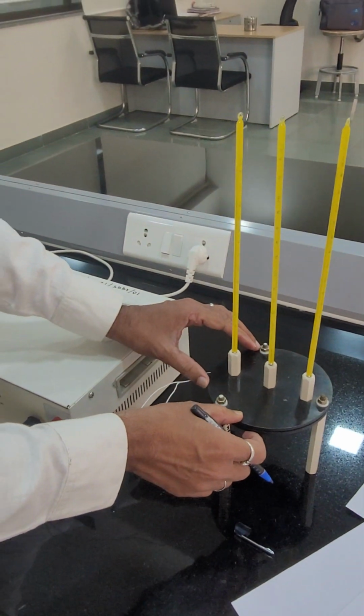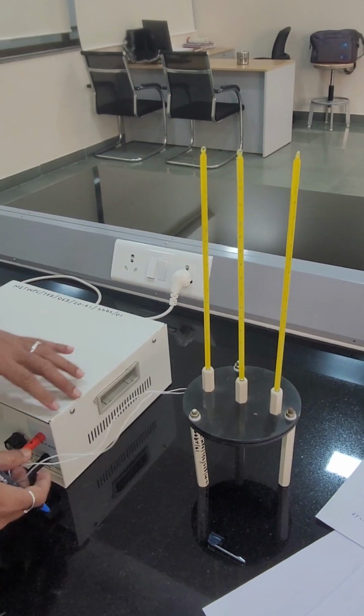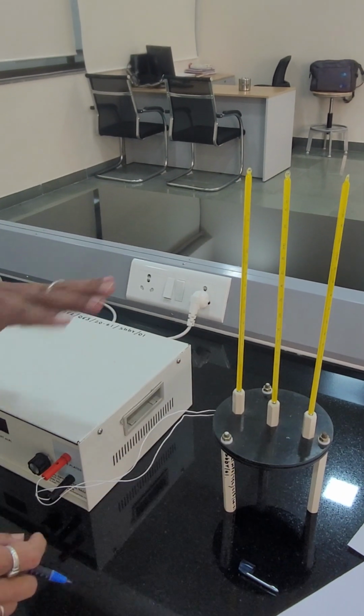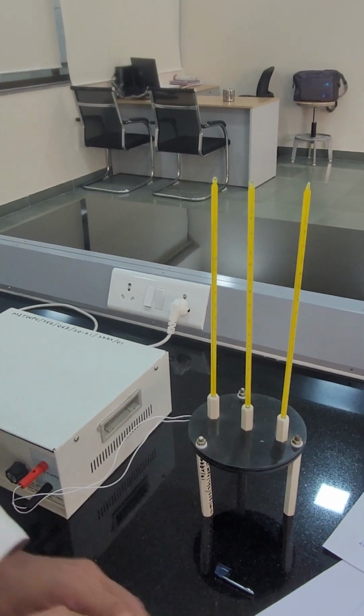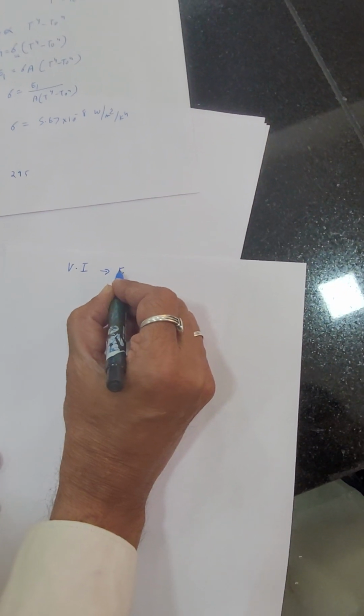Now this power supply and this copper plate system is an ideal system in the sense that whatever electrical energy you supply, it is transferred to this system with 100% efficiency. So there is no loss of electrical energy. Whatever electrical energy you are applying is straight away converted into heat.